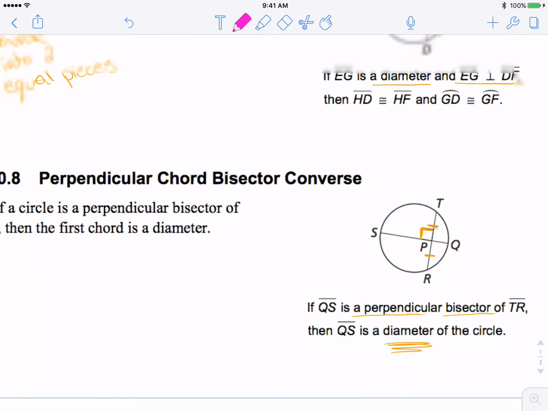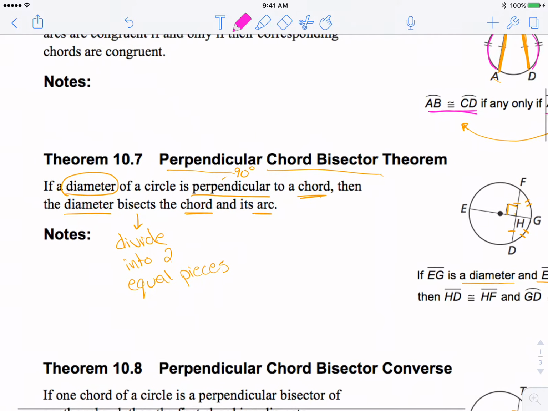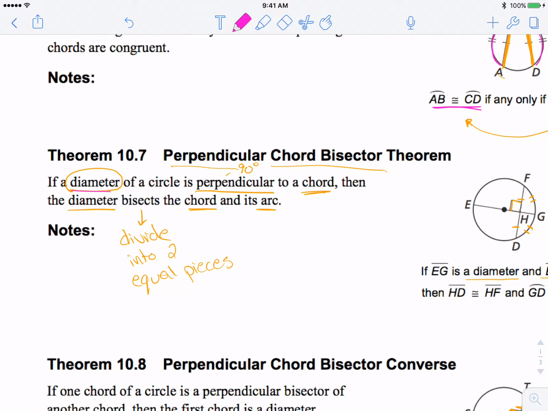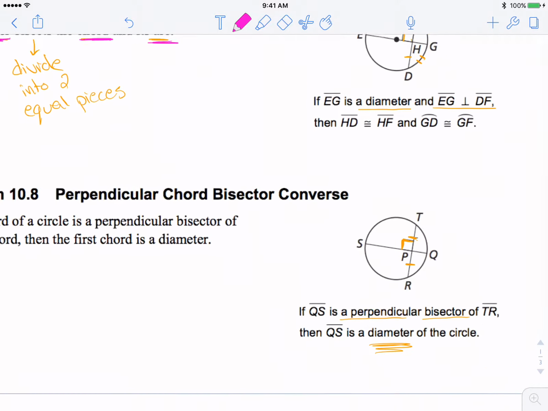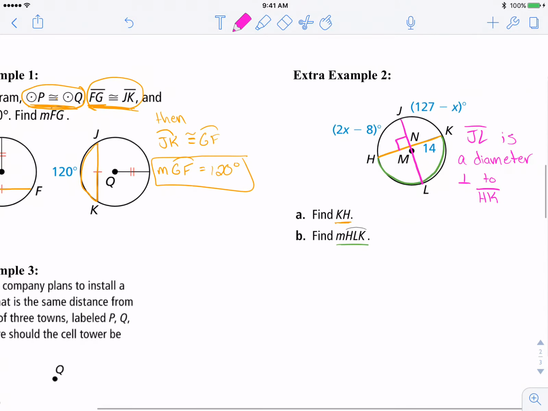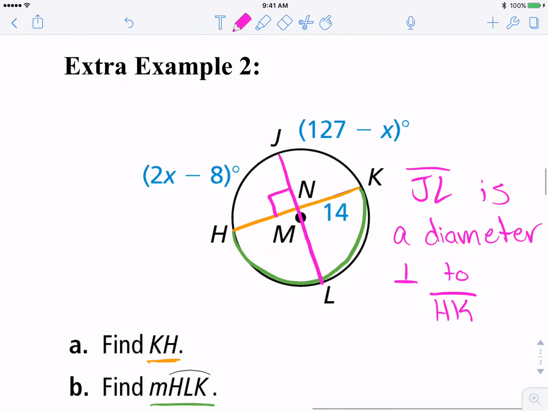So if we flip back in our notes, here we have a diameter perpendicular to a chord. Hey, there we go. We can use the perpendicular chord bisector theorem. Then I know the diameter bisects the chord and its arc. So I know it bisects the chord and the arcs. Let's go back to example 2. It bisects the chord. So this chord is bisected.